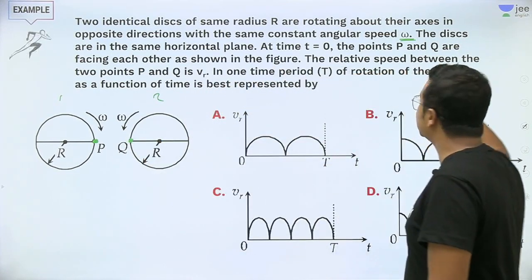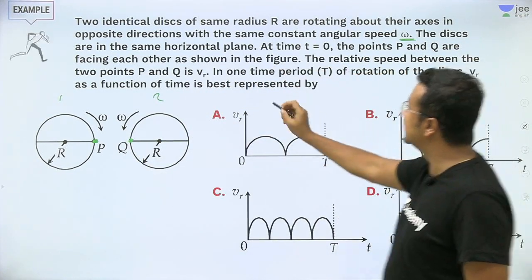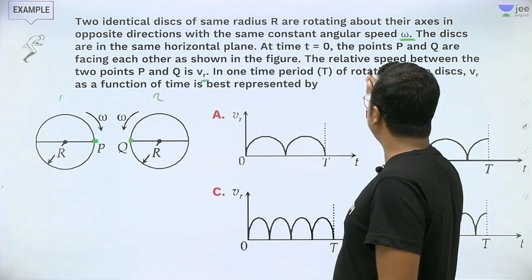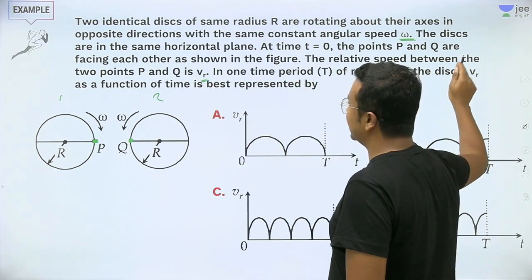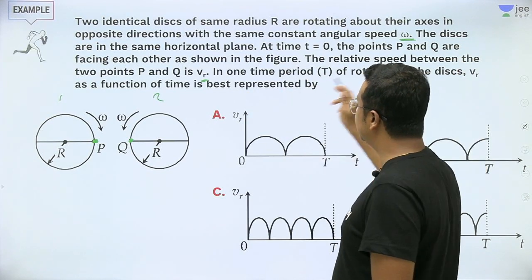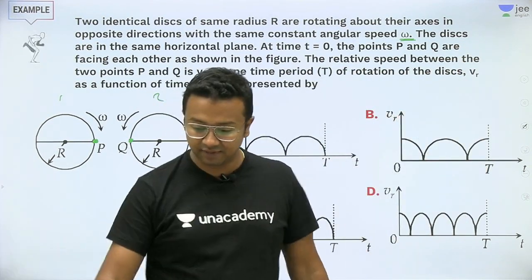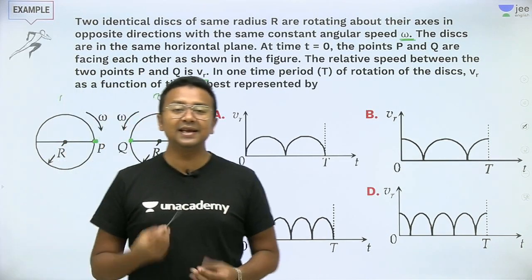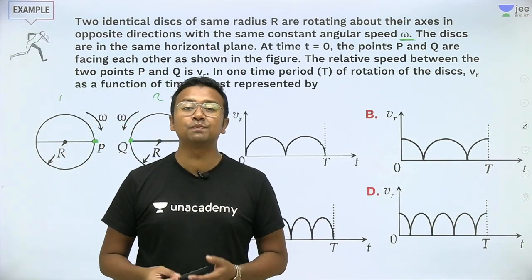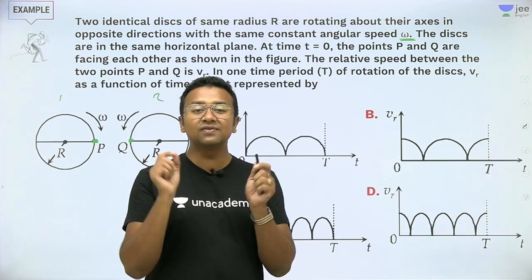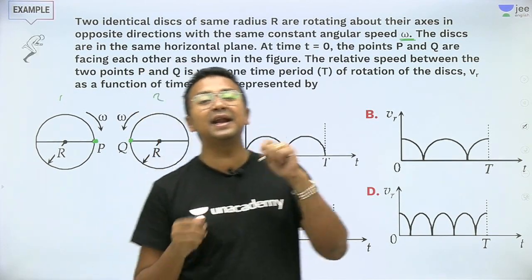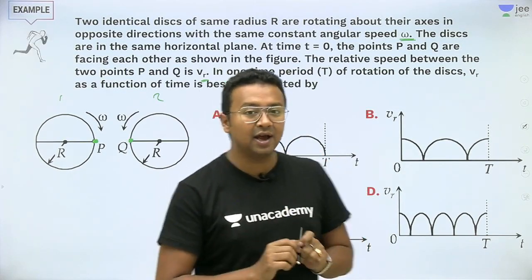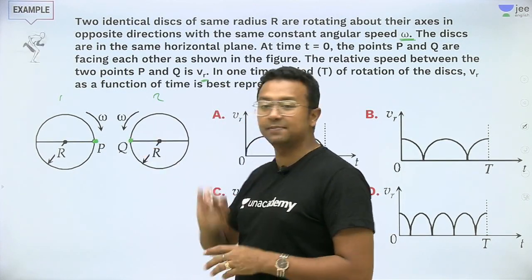As shown in the figure, the relative speed between the 2 points is given as VR. In one time period of rotation of the discs, VR as a function of time is best represented by which graph? Okay, what is VR? VR is the relative speed. It is the relative speed of point P with respect to Q.